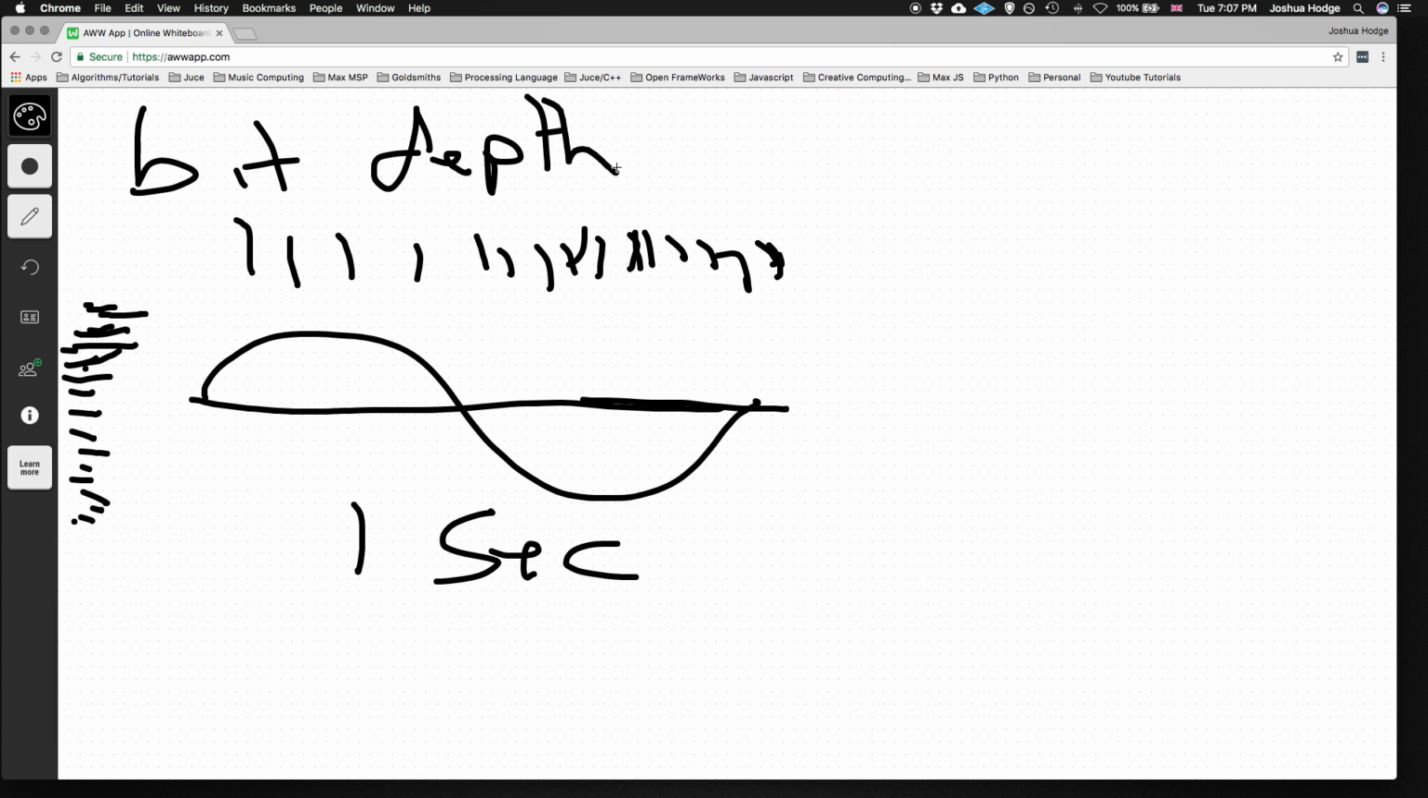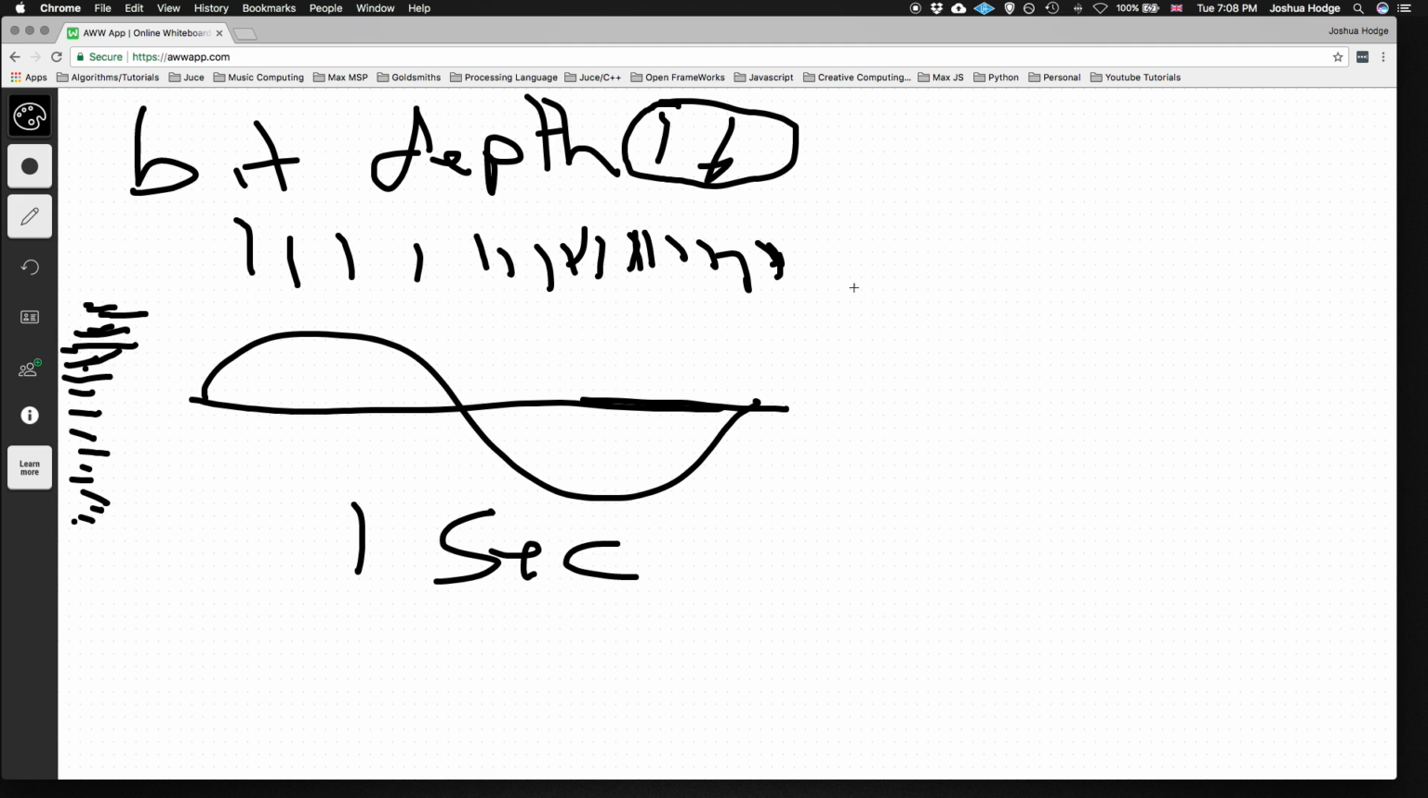Now, we have a number in Ableton of 16, which can be increased or decreased, but I usually work with 16 bit depth. Now, does that mean that I have 16 places between +1 and -1 that I can put a value at? No, it means that I have 2 to the 16.